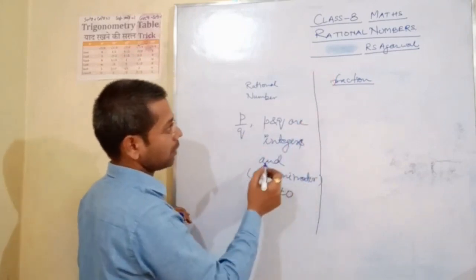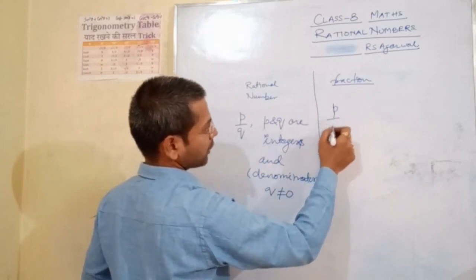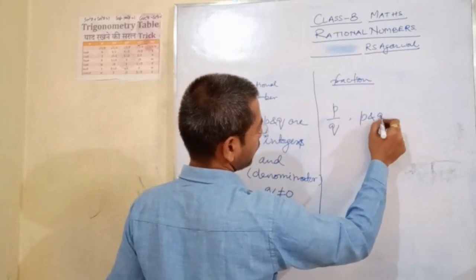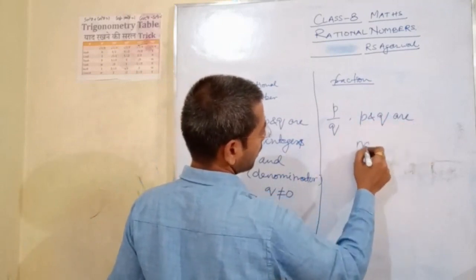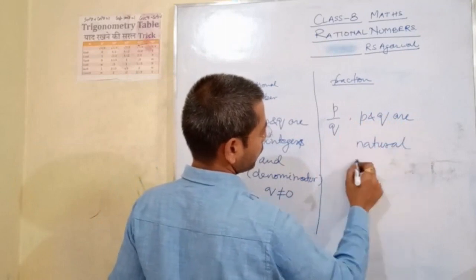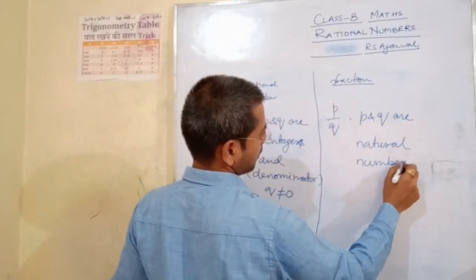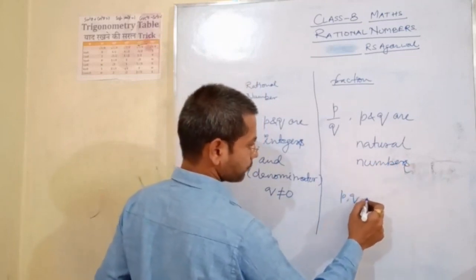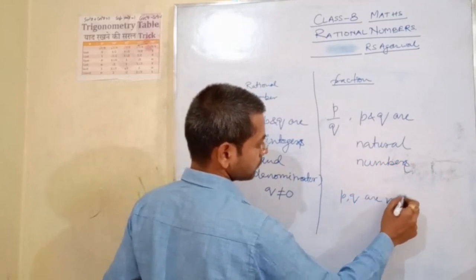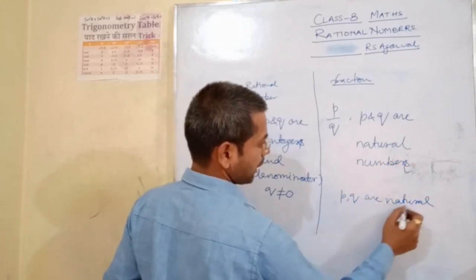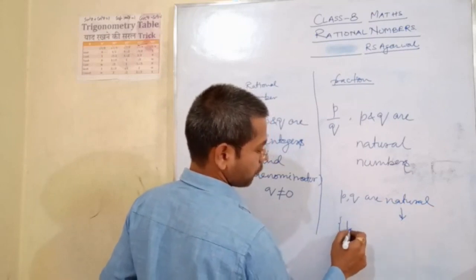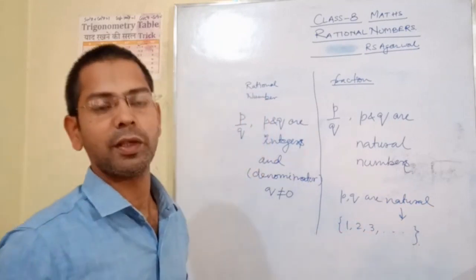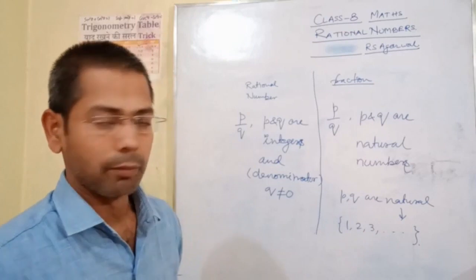But a fraction can also be written in the form p upon q, where p and q are natural numbers. And what are natural numbers actually? Natural numbers begin from 1. They are also called counting numbers.